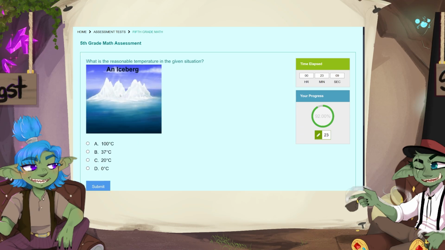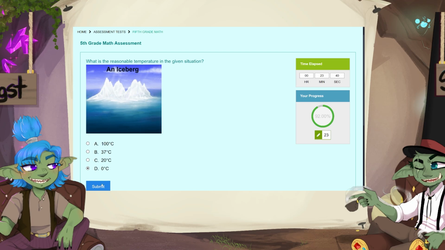What is the reasonable temperature in the given situation? Oh, it's Celsius. Do you remember how Celsius works? 0 degrees Celsius is freezing. Okay. I couldn't remember if 0 was freezing or if it was an impossible number. That's Kelvin. 0 degrees Kelvin is absolute 0. That's what I was thinking. I can't remember.